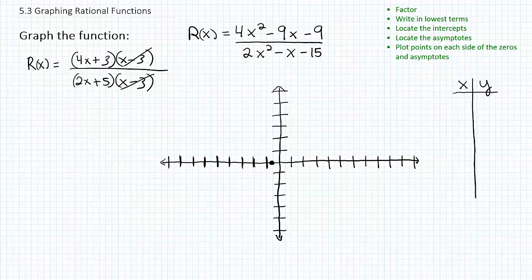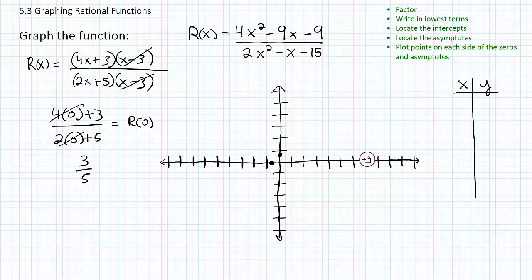All right, now to find the y-intercept, we're going to set the x values equal to 0. So if we did that, we'd end up with what? 4 times 0 plus 3 over 2 times 0 plus 5. All right, and then from there, of course, these terms would cancel out, and you end up with 3/5. So the y-intercept is at 3/5, so maybe somewhere about here. Okay, good. So we have two intercepts plotted on the graph.